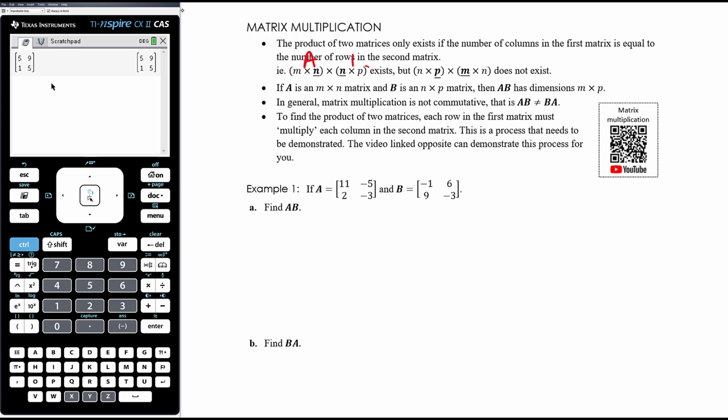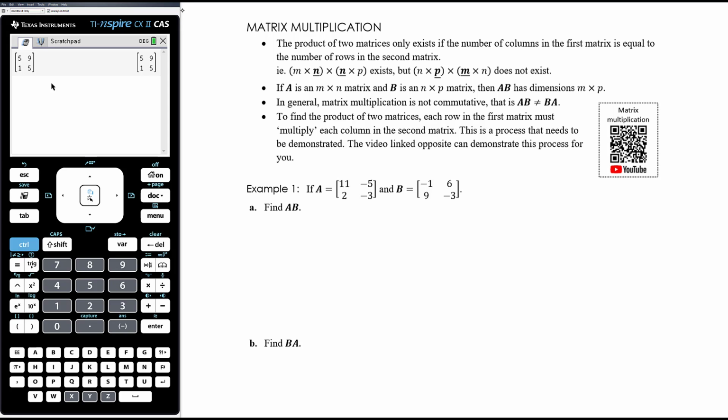If we think about this as being A and B, an m by n matrix times an n by p matrix, well, this was B by A, n by p times m by n, and this one's not possible, but this one is possible. So not only will they not equal each other, sometimes the multiplication isn't possible in both directions. In fact, more often than not, it's not possible in both directions.